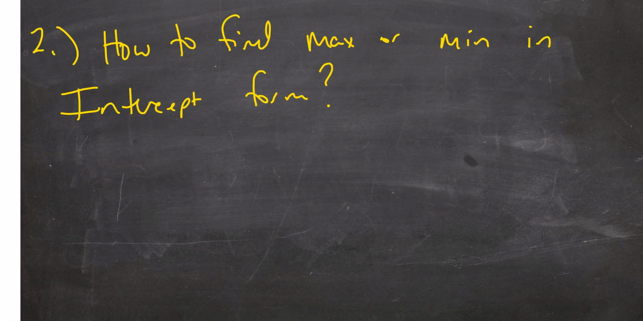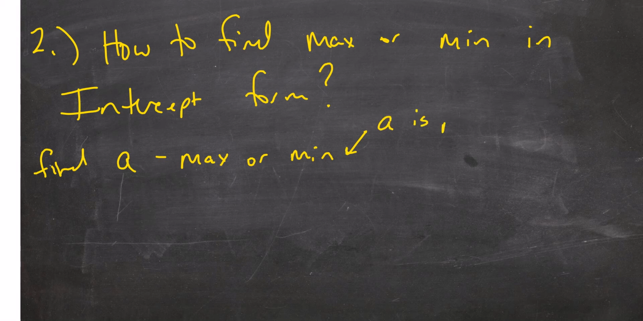That's it. Alright, it says how to find a quadratic function's max or min value when the function is in intercept form. Well, first one, you have to find a, because that's going to tell you whether it's a max or min. Remember, if a is positive, it's going to have a minimum. If a is negative, it's going to have a max.